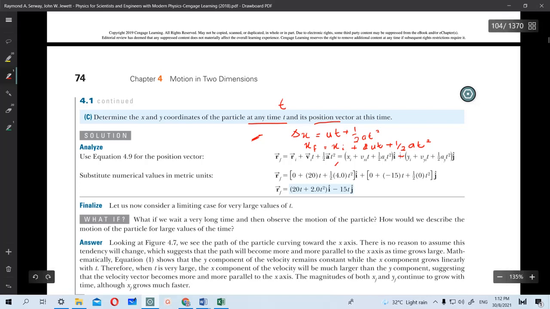And hence, that's how you arrive at the answer, given that the initial position in x and also y are 0, and u is 20 for the x direction and negative 15 in the y direction. Finally, a is 4 in x and a is 0 in y. Simplified, you arrive at this expression. This one is the expression occurring in the x direction, and this is occurring in the y direction.